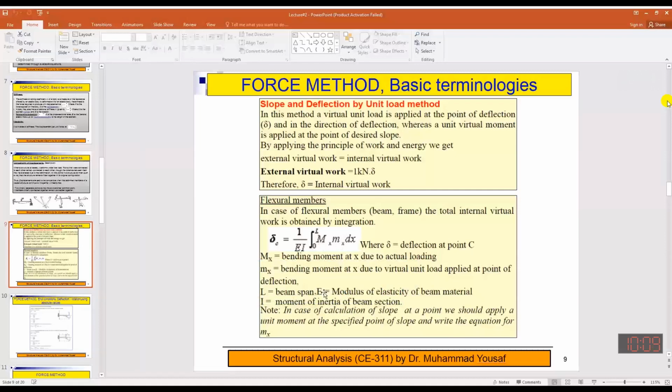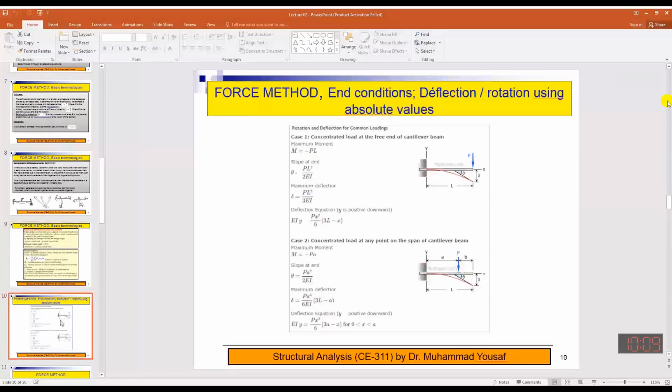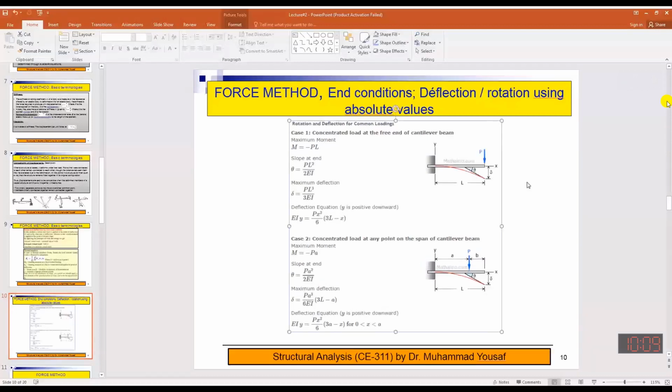Now this is one approach. The other approach is that you can directly put the values of theta and delta, whichever is suitable, and for that you need to remember all these relevant formulas. This is only a typical example that has been given, that if there is a cantilever beam and there is a point load over there.